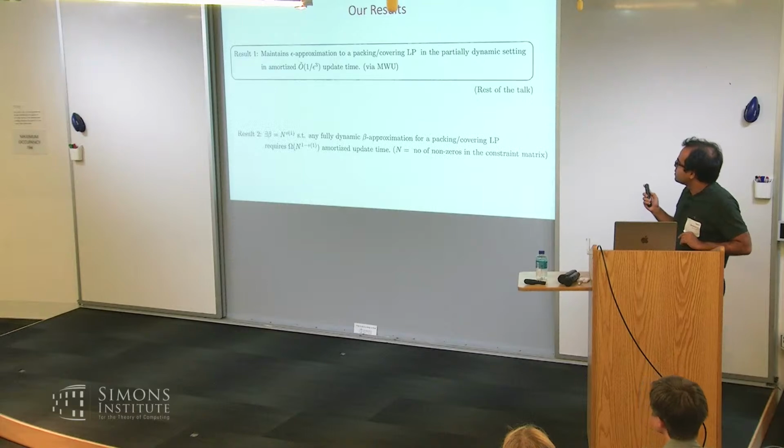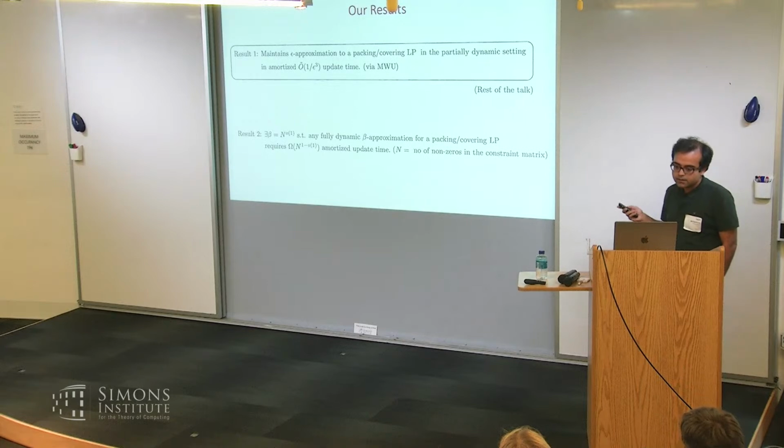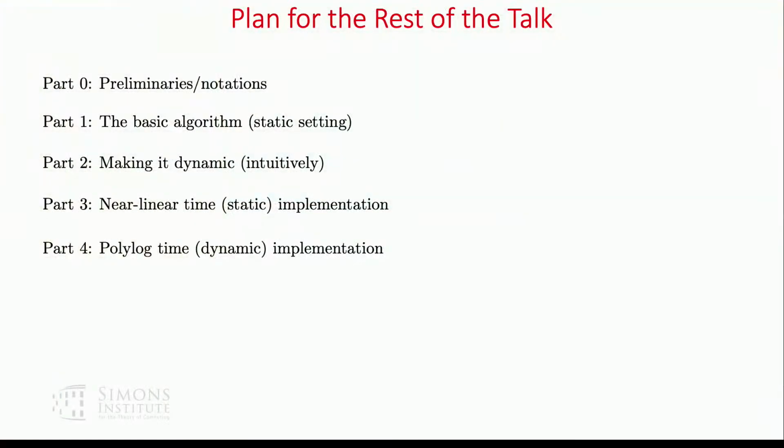Good. So rest of the talk, I'll just be focusing on this result. So what's the plan? I'll start with a basic algorithm in the static setting, forgetting all about data structures. Just the vanilla static algorithm. Then I'll talk about how to just intuitively make it dynamic, why it should be easily dynamizable. Then I'll come back to the static algorithm and talk about a slight modification which allows us to implement this in near linear time. And finally, I'll show how to implement this in polylog update time in the partially dynamic setting.